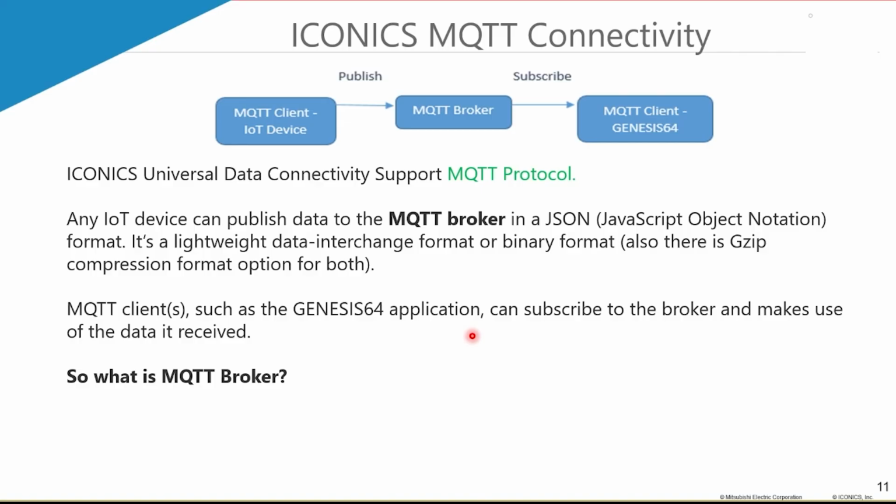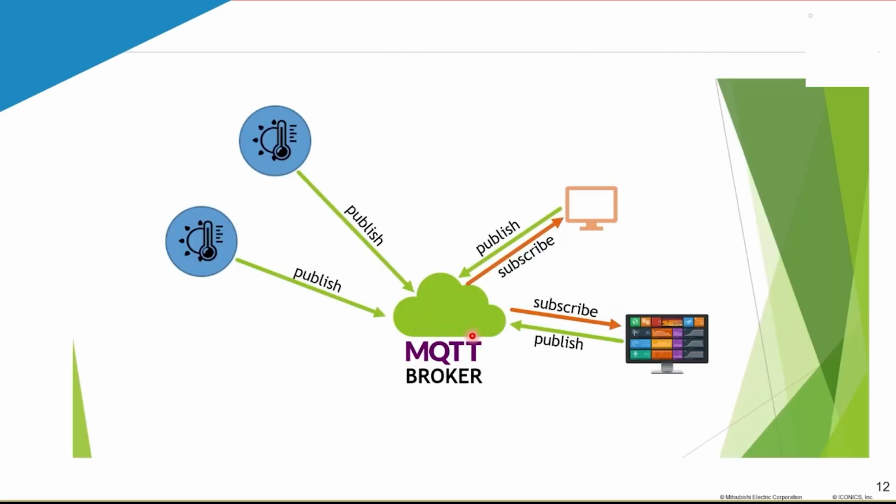Now, what is an MQTT broker? It is a server that receives all the messages from the clients, and then routes the messages to the appropriate destination clients. The next screen here is a very simple screen that showcases a sensor IoT device, such as sensors, that publishes to the broker, and then we can use Genesis as the subscriber to get hold of all the data in the dashboard.